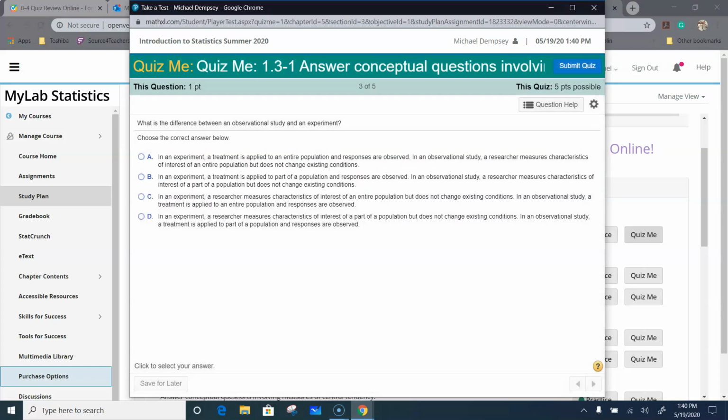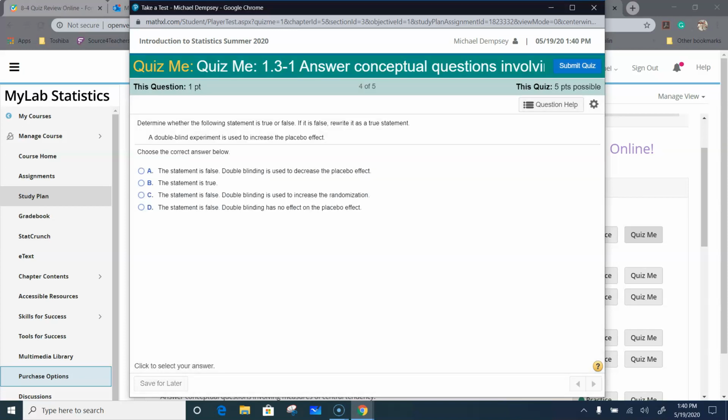What's the difference between an observational study and an experiment? So in the experiment, we do indeed apply a treatment. No, we don't apply it to the entire population. Part of the population, responses are observed. In the observational study, we just measure characteristics of interest of a part of the population. That would be your observational study. Experiment's going to be a little bit more powerful and conclusive.